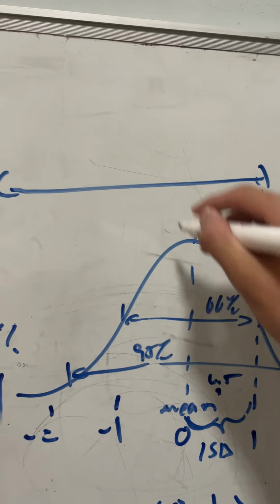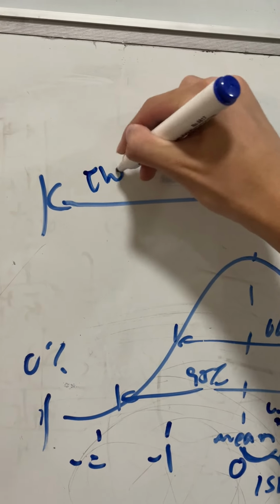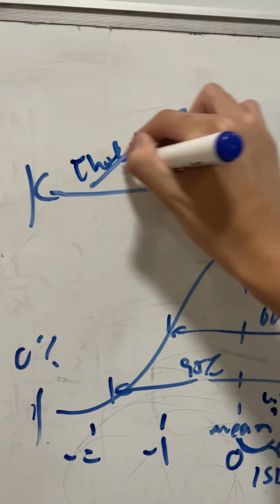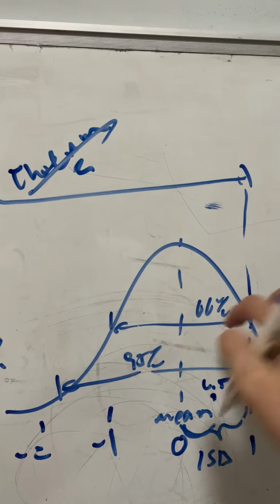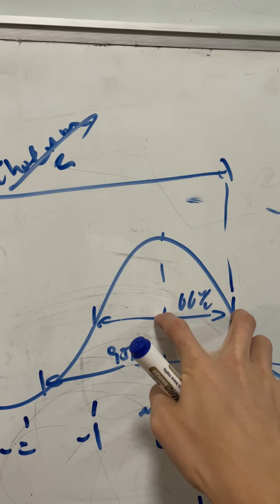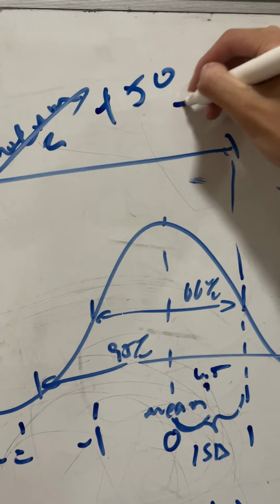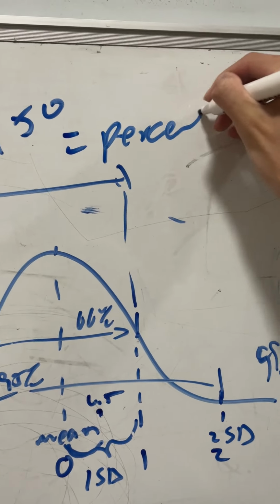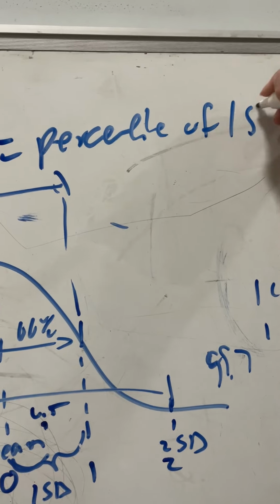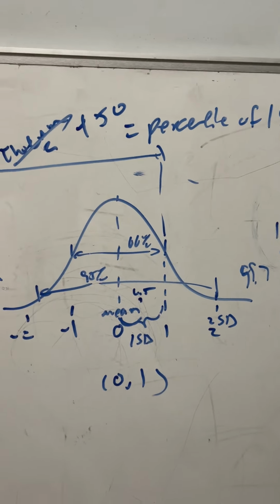Okay, whatever that number is, that number divided by 2, which would be this half, and then plus 50 would equal the percentile of 1 SD. That's how percentiles work. Does this make any sense?